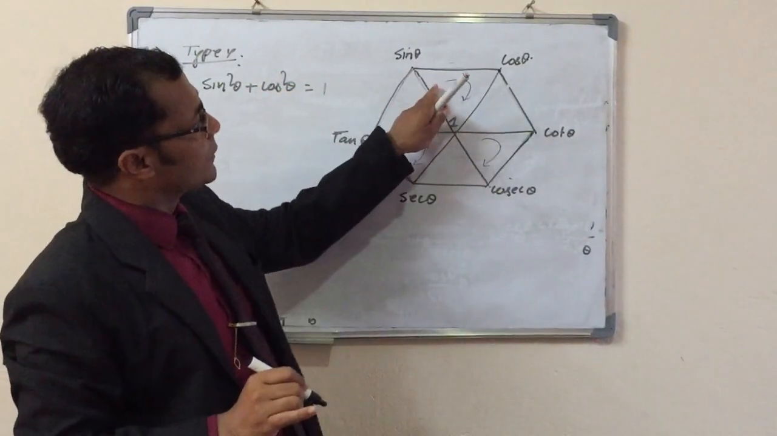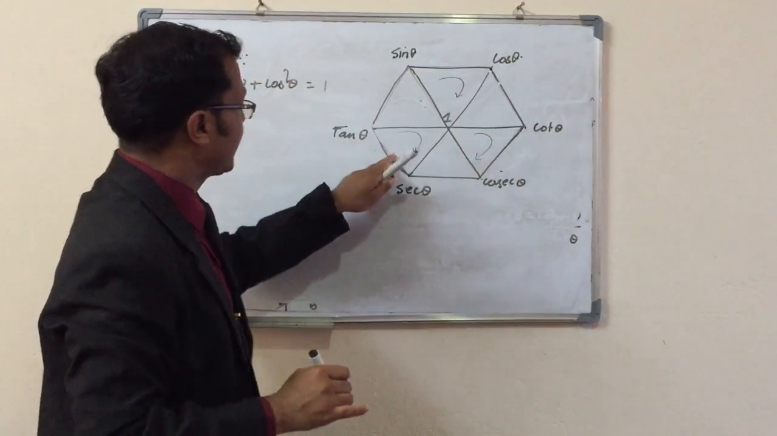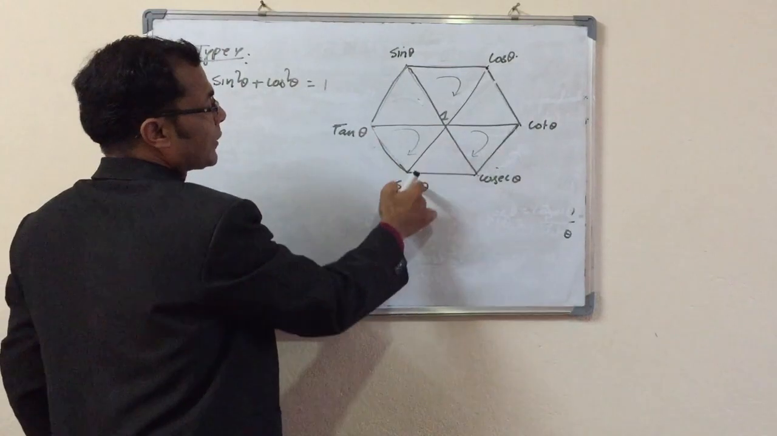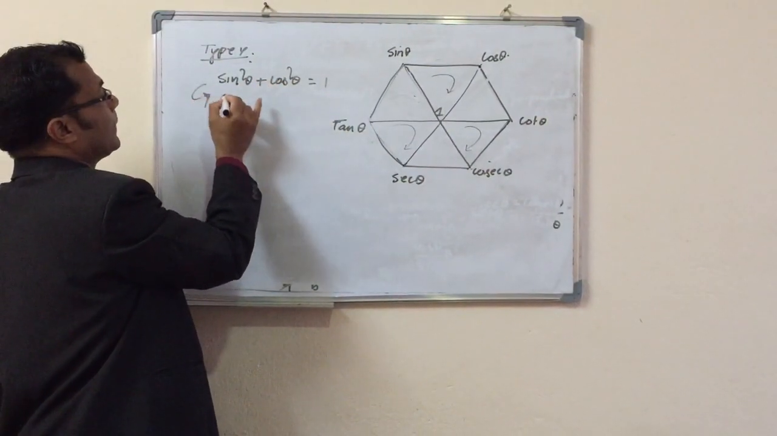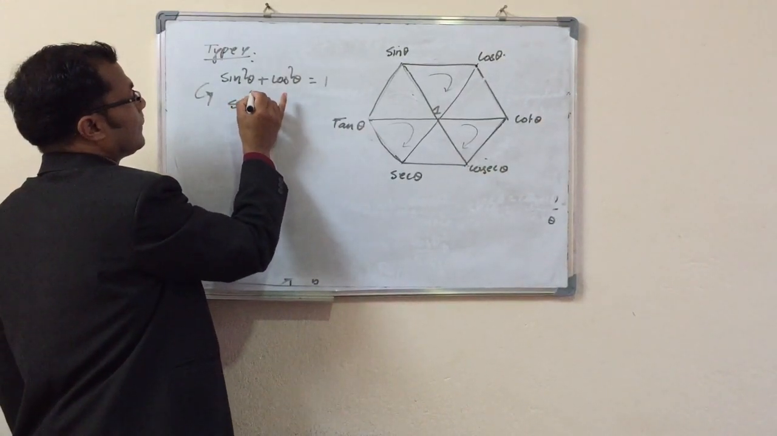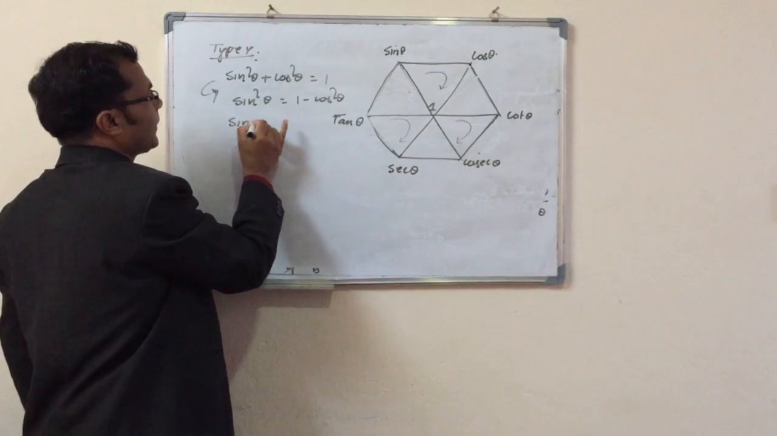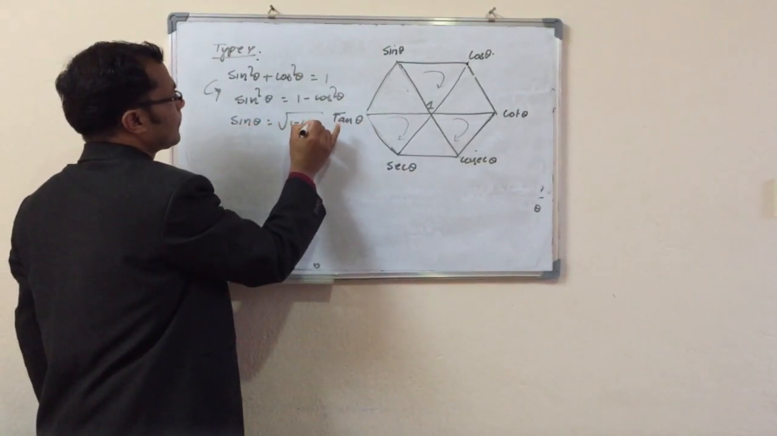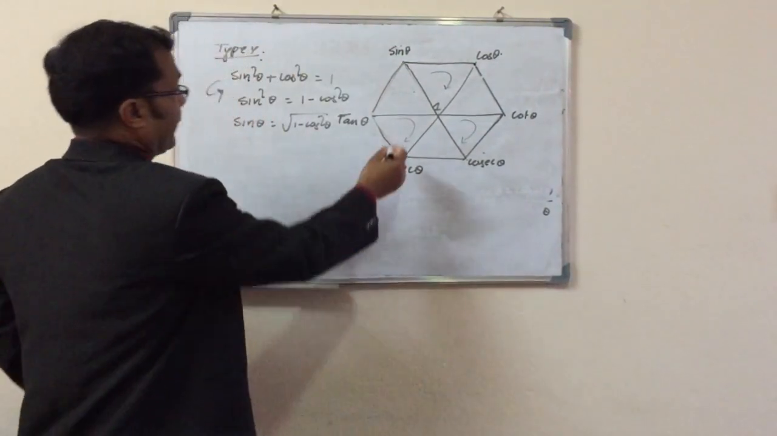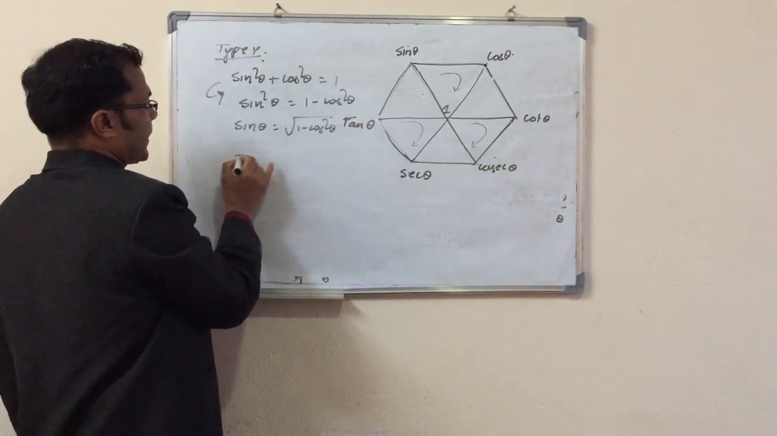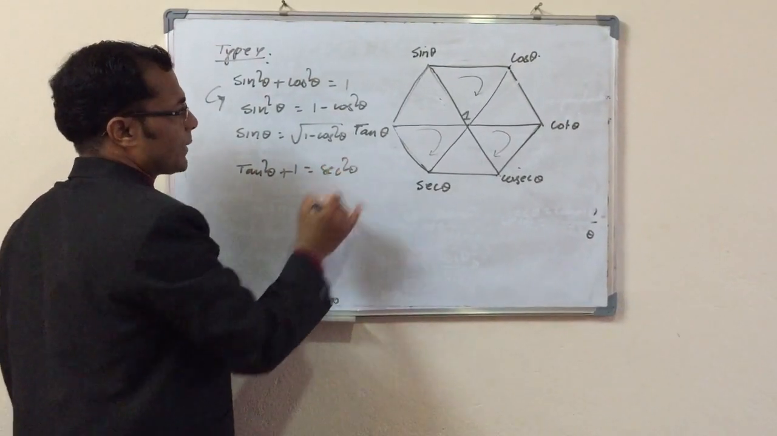It's simple, right? See this arrow, sine square theta plus cos square theta equals 1. Likewise here, tan square theta plus 1 equals sec square theta. And before that, from here itself you can find the value of sine square theta, 1 minus cos square theta. And if you want to find sine theta, root under 1 minus cos square theta. Clear?